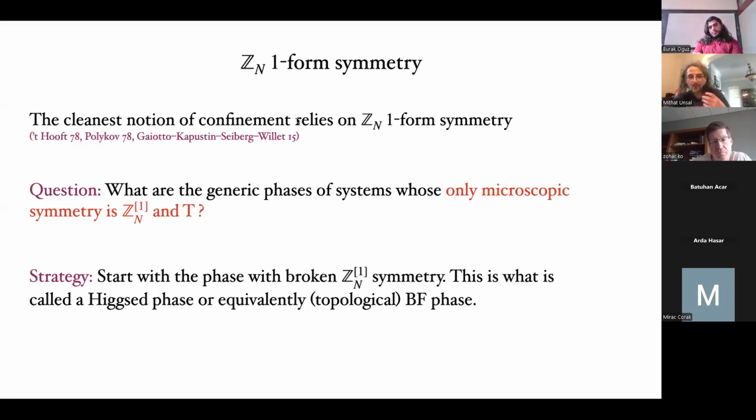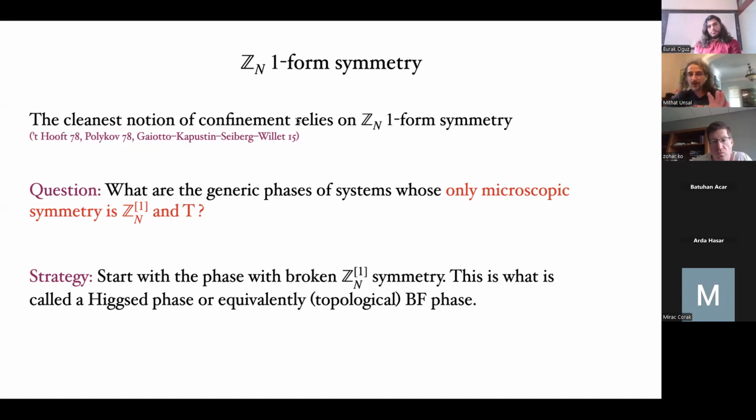So we can ask the following question: what are the generic phases of systems whose only microscopic symmetries are Z_N one-form symmetry and time reversal symmetry? I took time reversal because we didn't want to deal with some topological terms which may violate time reversal. So the strategy will be the following. We will start with some phase with broken Z_N one-form symmetry. That is what is called a Higgs phase, or equivalently topological BF phase.